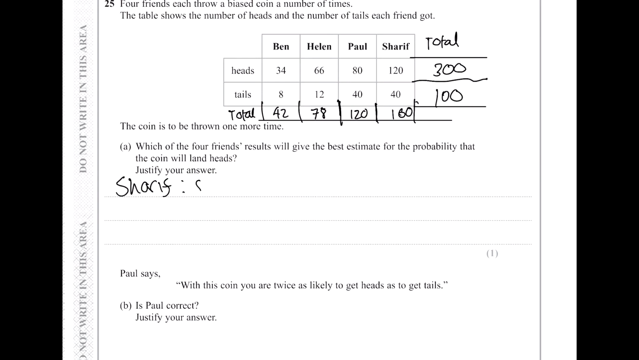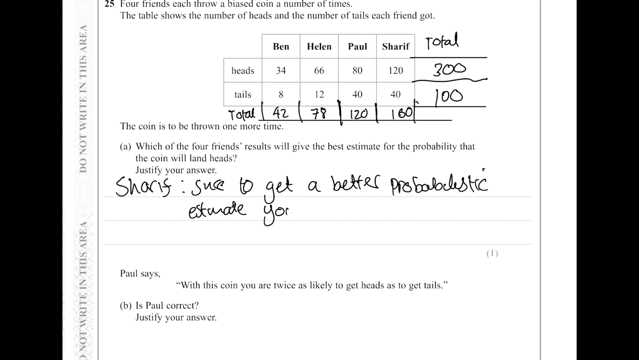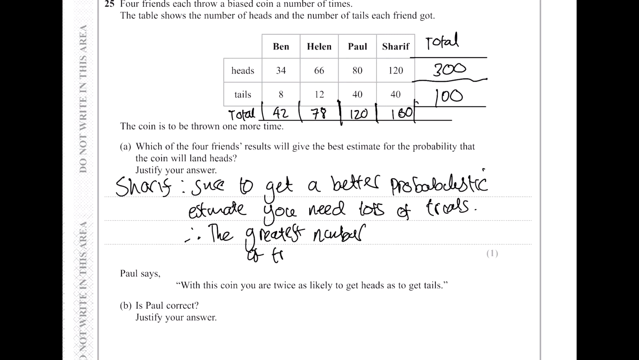And the reason is since to get a better probabilistic estimate, you need lots of trials. Therefore, the greatest number of trials equals best estimate. So this is one way of determining it.